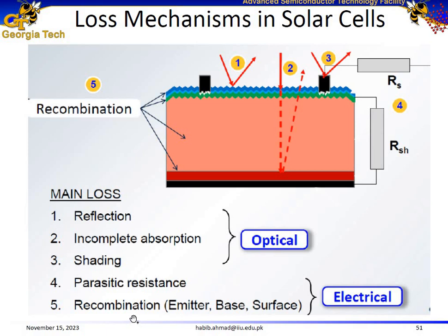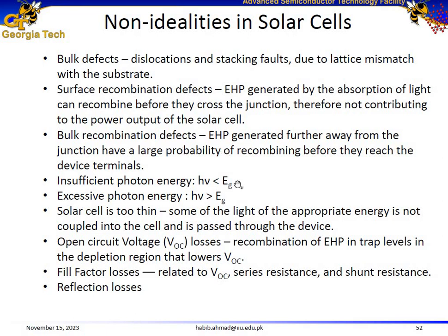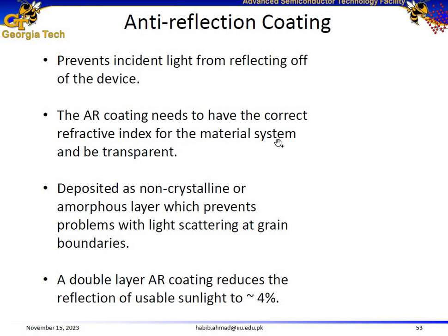Recombination could be Shockley-Read-Hall, Auger recombination, or radiative recombination if the carriers have to travel a long distance through the N and P type layers into the electrodes. We already discussed non-idealities in solar cells.